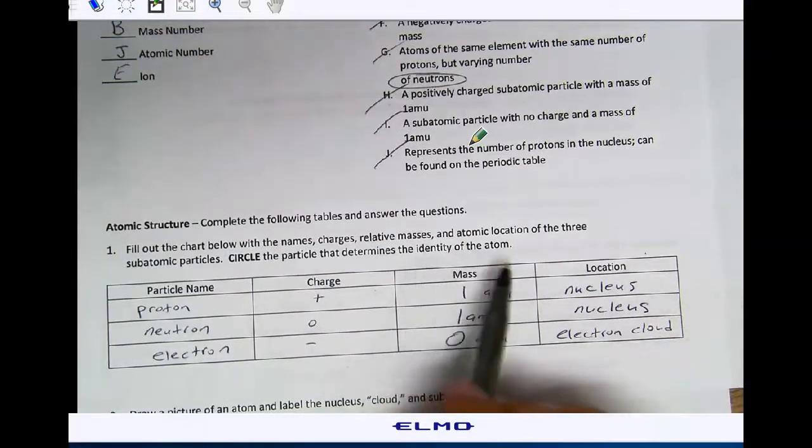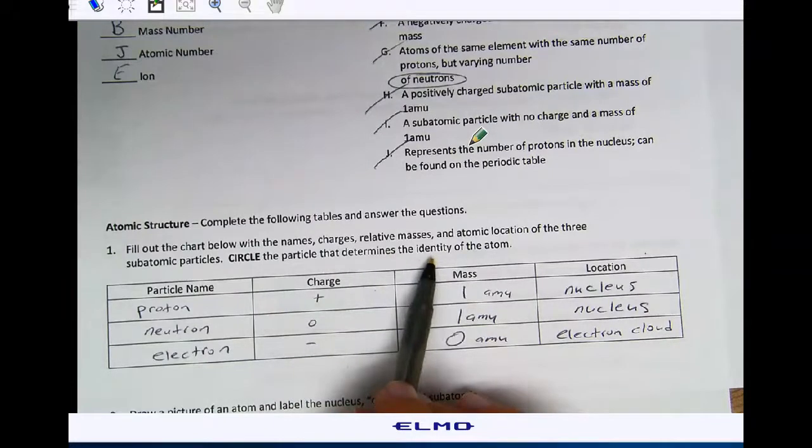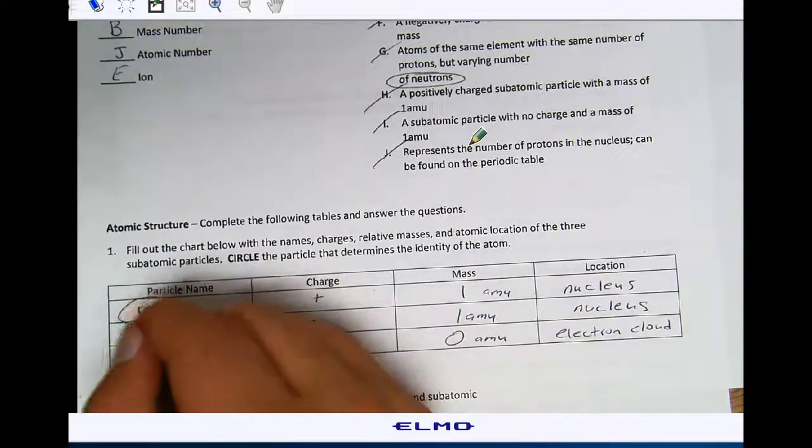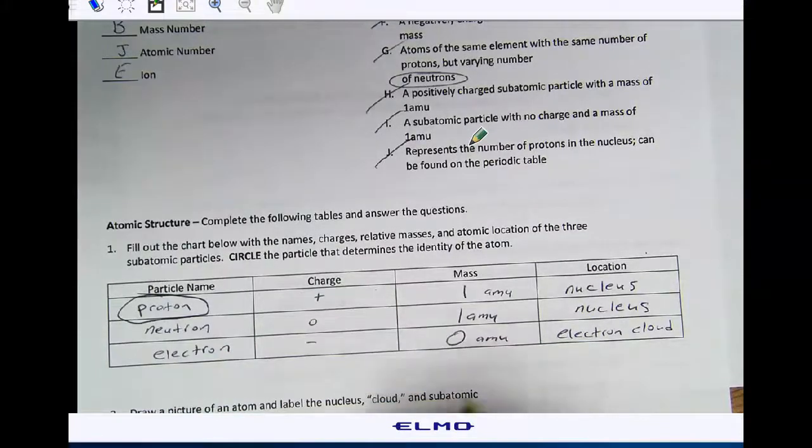Okay. Now I filled out that. Circle the particle that determines the identity of an atom. That is protons. Protons identify that. Okay.